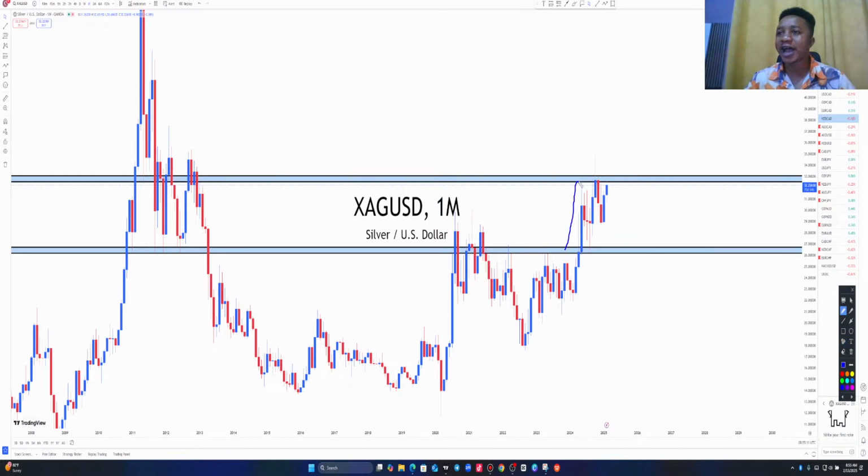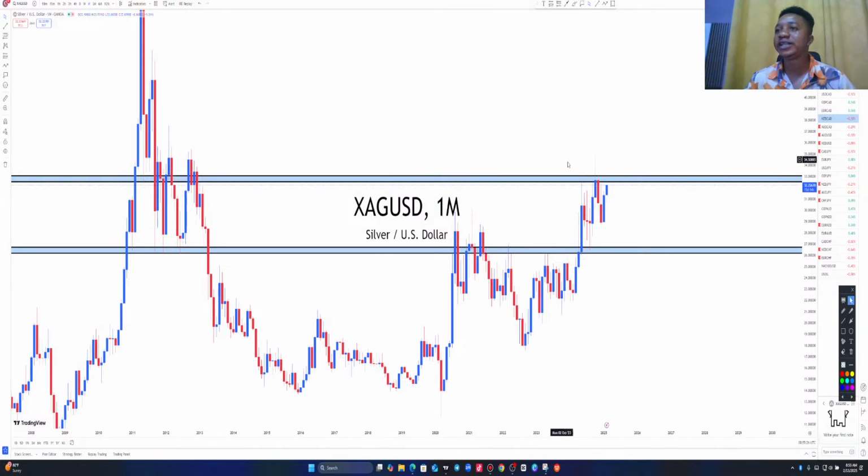Okay, it created a higher high, a higher low, a higher high again above, came down for a higher low, and it is still moving to the upside as well. So NZD or silver price is moving to the upside. So what are we going to do? We are only looking for entries to the upside. It's as simple as that.